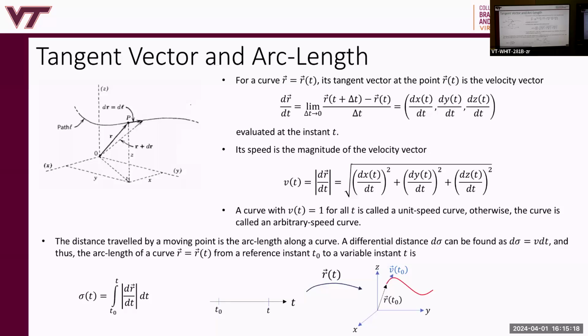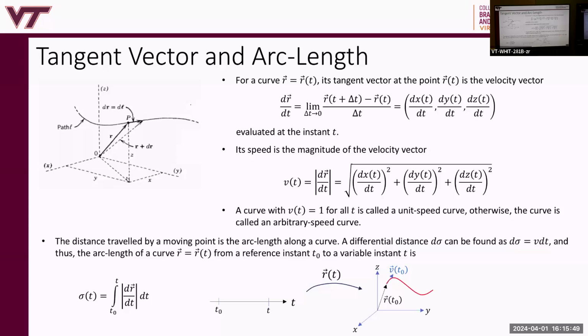And thus, the arc length of a curve, which is parameterized as r equal to r of t from a reference instant t naught to a variable instant t, is nothing but, so we call it sigma, which is the arc length. We integrate from t naught to t, and we integrate the magnitude of the velocity vector, right? The speed. That comes from here. If you integrate both sides of that, you'll pick up the length of the curve, the arc length.